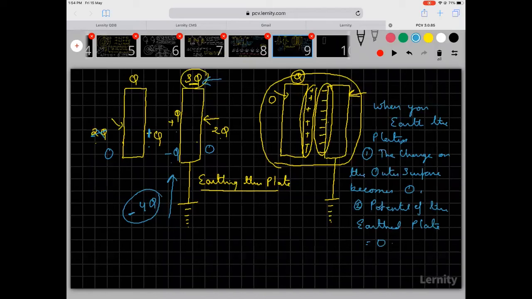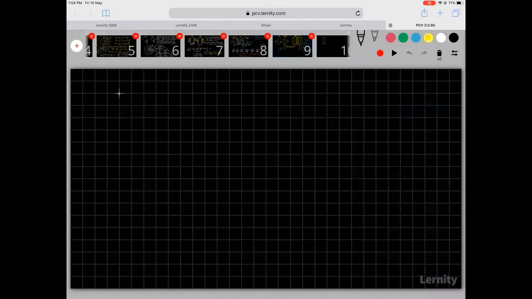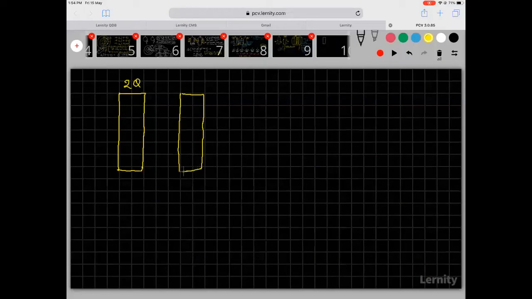Now I'm writing another question. So I have one plate here. Suppose this is 2q. I have another plate here. Suppose this is minus 5q. I have another plate here. Suppose this is only q. Now what is the charge on each of the surfaces? No problem. Total charge is minus 2q. So minus q here, minus q here. This all of you should be able to write.